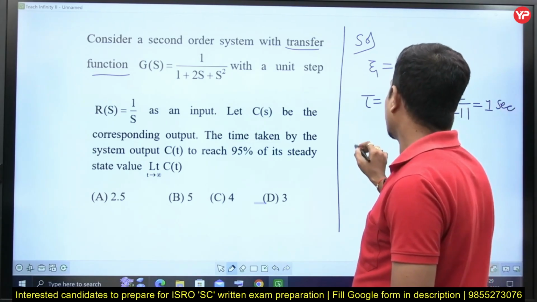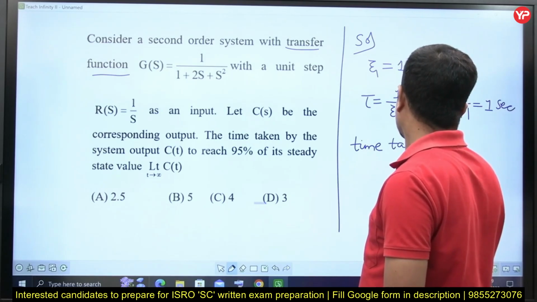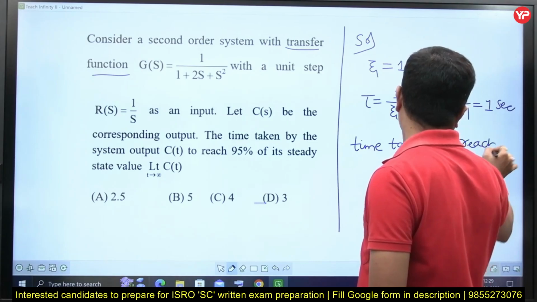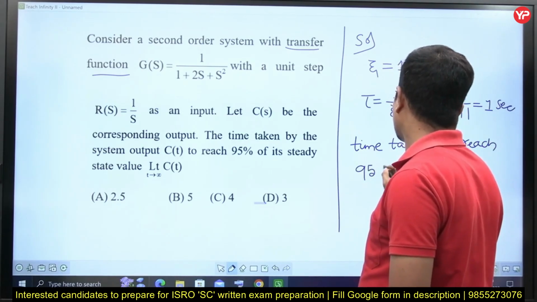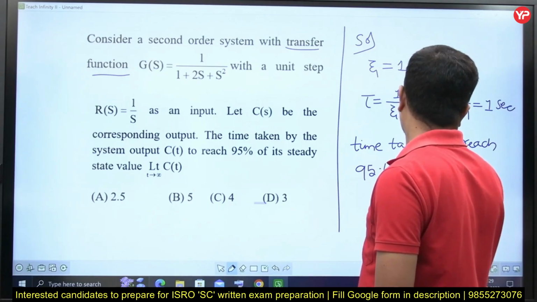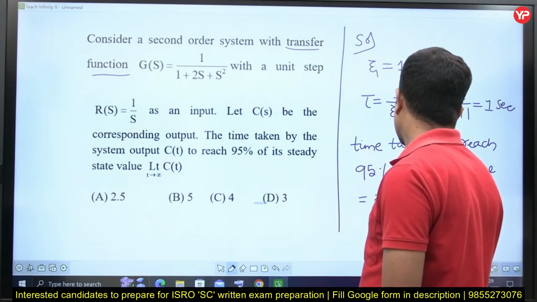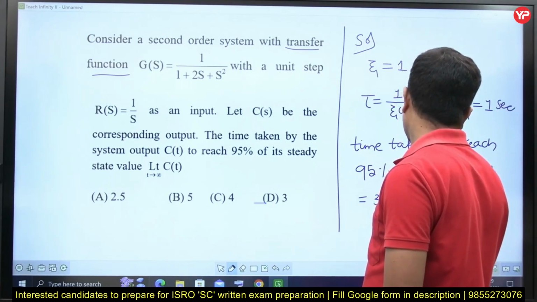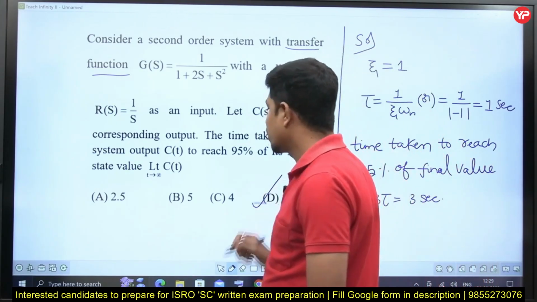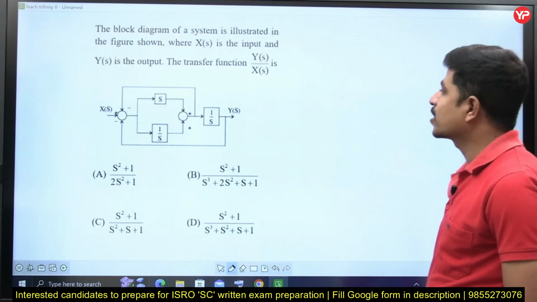Therefore the time taken to reach 95% of final value is equal to 3 tau, that is equal to 3 seconds. Option D. Option is D. Let's go to the next question.